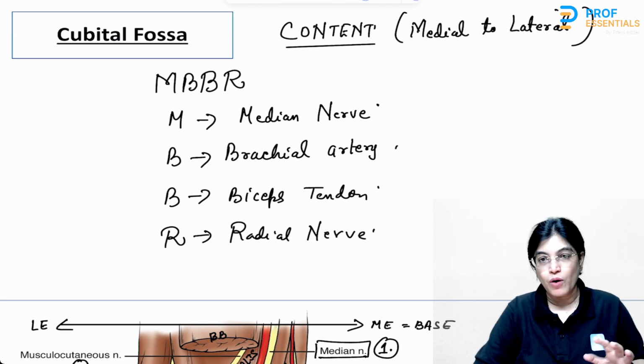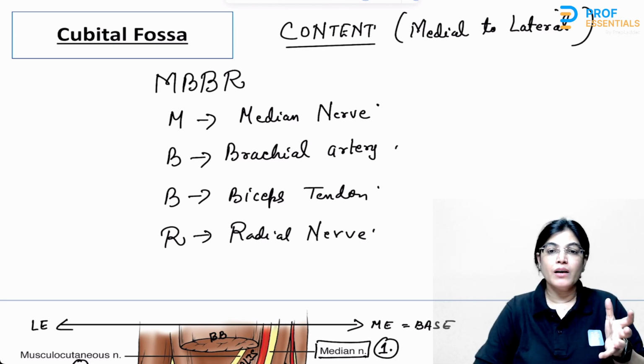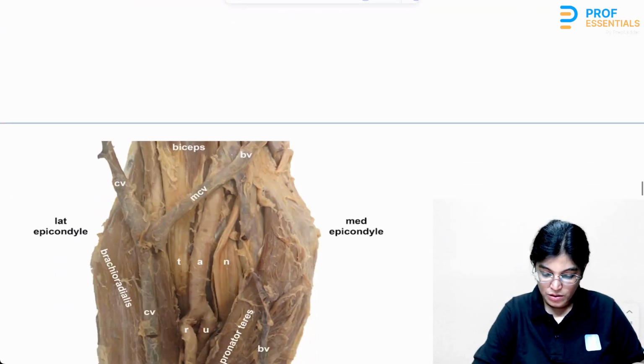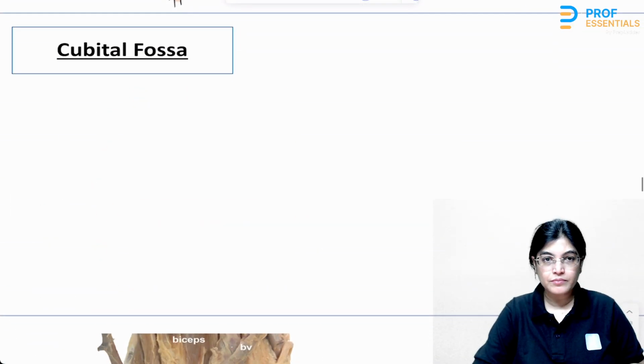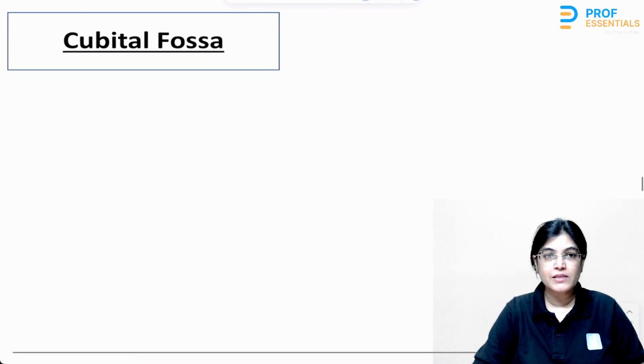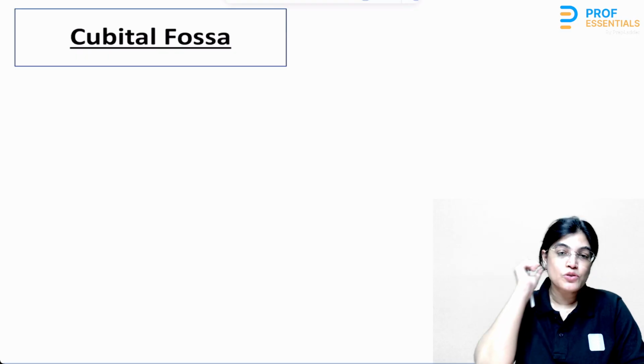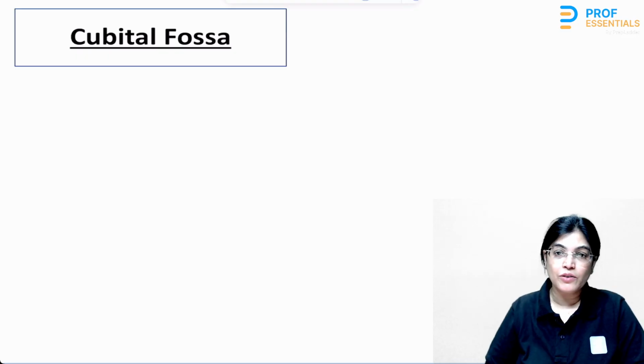One important point is that you should make a schematic diagram showing the boundaries and the content of cubital fossa. So let's draw a diagram showing the boundaries and the content of cubital fossa.